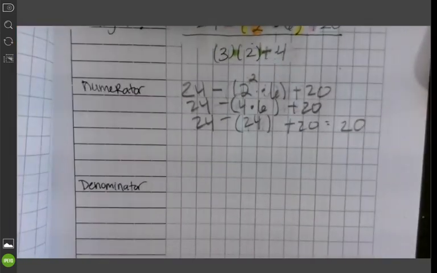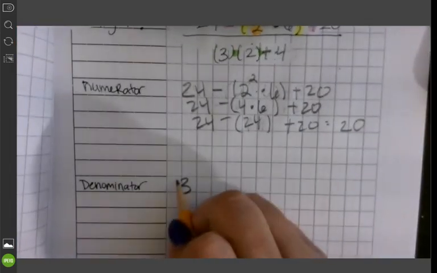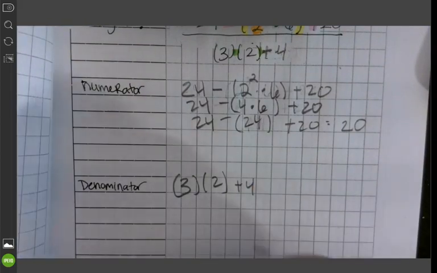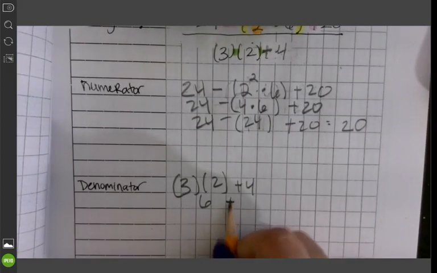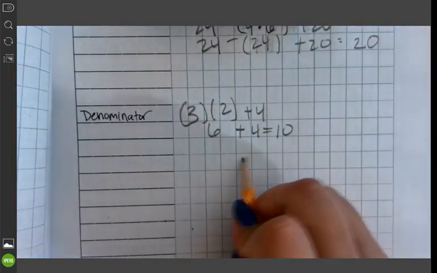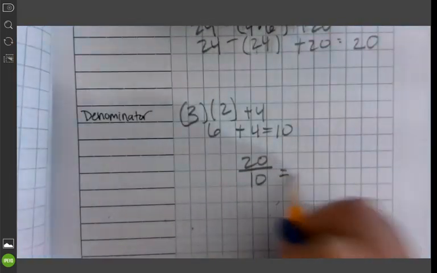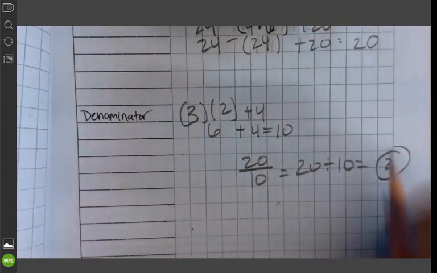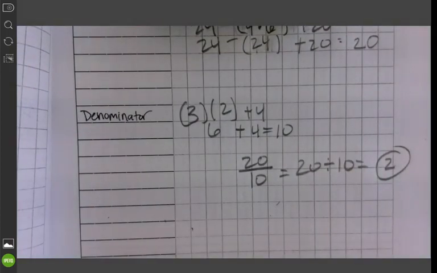Our denominator, we have 3 times 2 plus 4. 3 times 2 is 6. 6 plus 4 is 10. So our numerator is 20, our denominator is 10. So when we put that together, we have 20 over 10, which equals 20 divided by 10, which equals 2. So the answer to that problem should be 2.